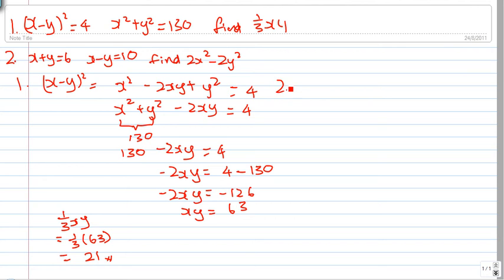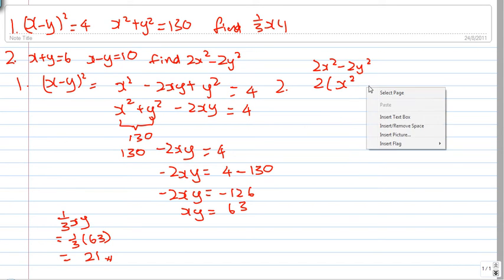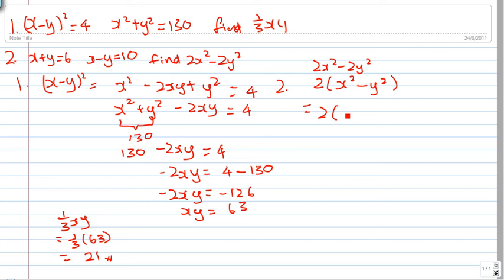Alright, let's do question 2 here. If x plus y equals 6 and x minus y equals 10, find 2x squared minus 2y squared. First, can you extract the common term? Okay, you extract the common term, you get 2, apologies, x squared minus y squared, isn't it? And then you get 2 times x plus y times x minus y.